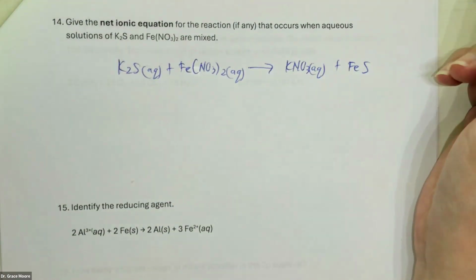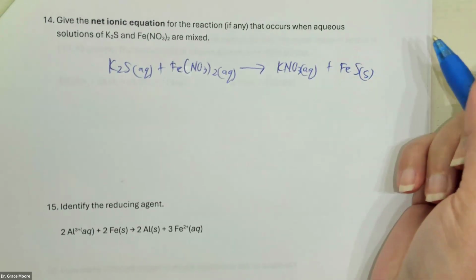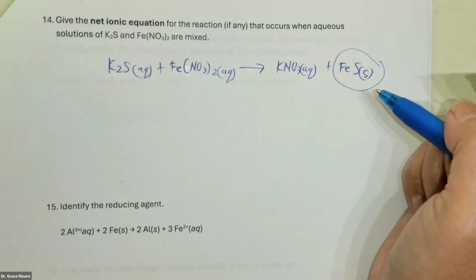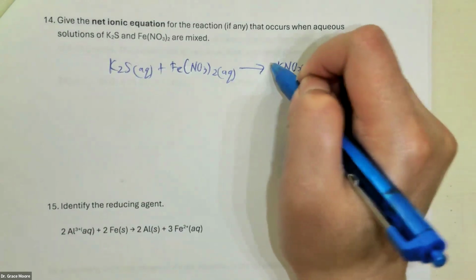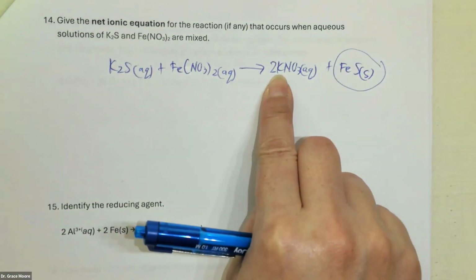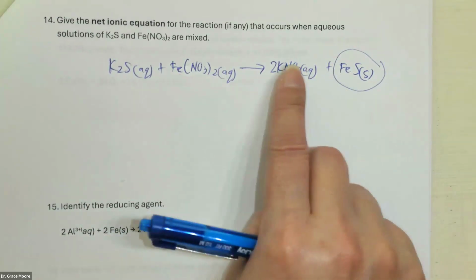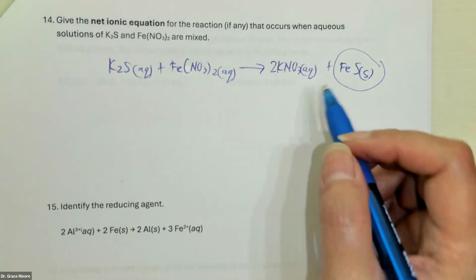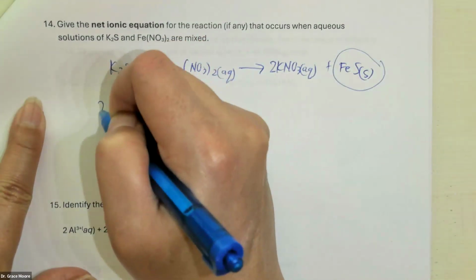If you check your solubility rules, this is a solid. So that means this is the key to my balanced net ionic equation. But let's just double check to make sure it's balanced. You put a 2 here, 2 K, 1 NO3 and 2 NO3 here. That's good. And 1 Fe, 1 S. So that's balanced now. So the spectator ions are going to be K plus.